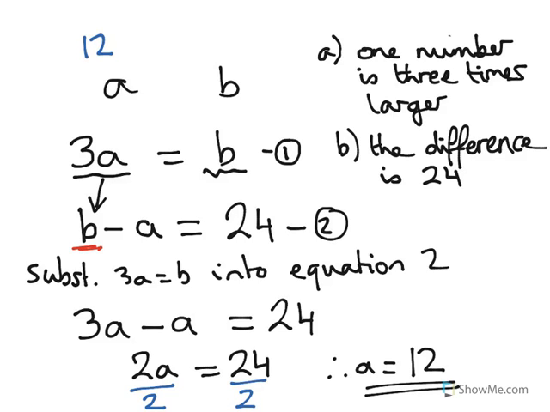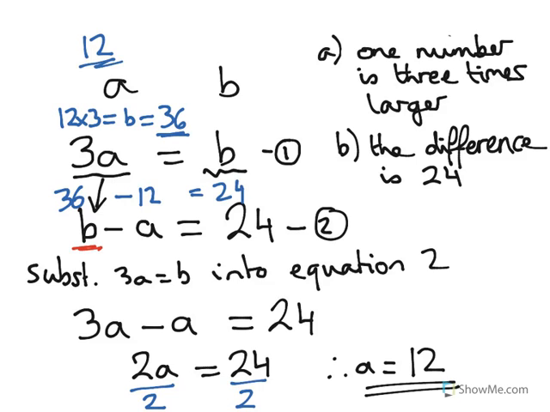If a equals 12, well, 3 lots of a must equal b. So 12 times 3 equals b, which should be 36. And if I've done everything right, and I substitute my value of b being 36 into this equation here, take away a from it, which is 12, I will get 24.